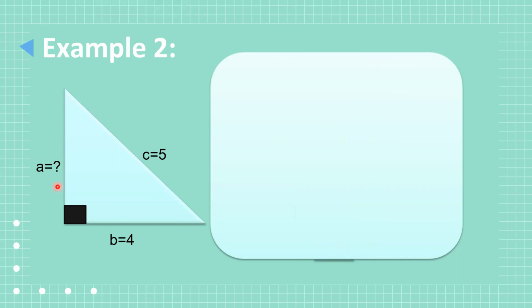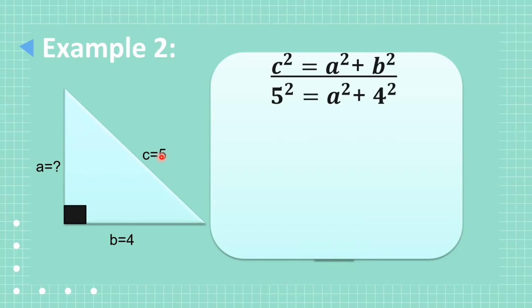So we have here again a right triangle with the sides A, B, and C. For this example, A is missing, but we have the given for B and C. So again, we have C squared is equal to A squared plus B squared. Let's substitute the given. For C, we have 5. So meron tayong 5 squared is equal to A squared plus 4 squared, because B is equal to 4. 5 squared is equal to 25, and 4 squared is equal to 16. Kaya siya naging 25 equals A squared plus 16.